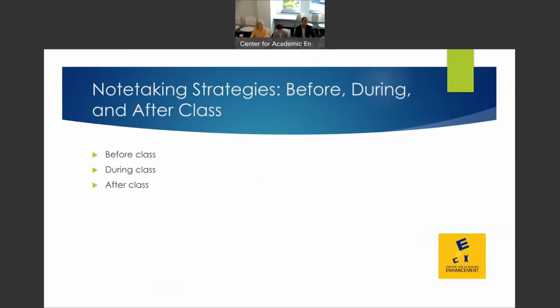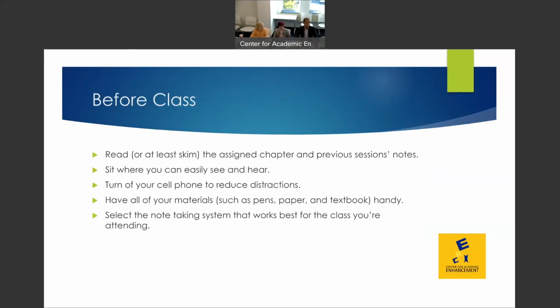So, strategies before, during, and after class. And there is a strategy for each one of them. And each one of them presents opportunities for you to make sure that you have the information that you need for the test or the essay that you're going to be involved in. For class, if you have an assignment to read, please read it before you get to class. Whether it's an assigned chapter or a short story, or even just to go over your previous session's notes. Know where you are going into that class.